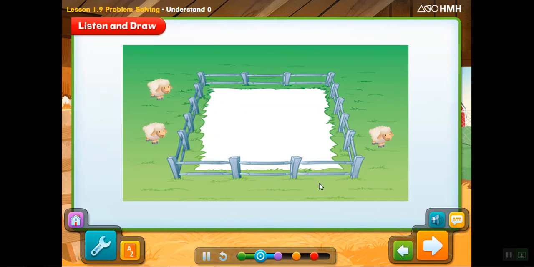Now there are no sheep in the pen. You can use the number 0 to show that there are no sheep. 0 means none, or not any. You can also write the word zero to show none. The word zero is spelled Z-E-R-O.